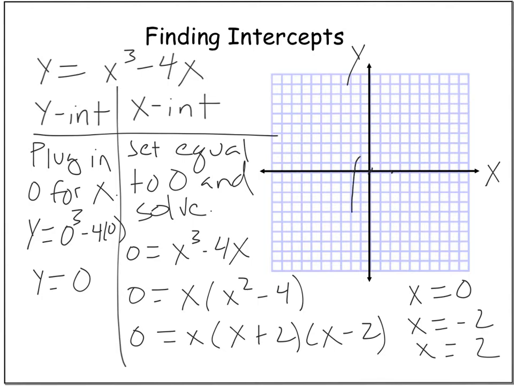That should give me a graph just like that. Now, you wouldn't necessarily know, or remember, I should say, that the tails go in those directions, and then it crosses at those x-intercepts and doesn't bounce back the other way. We'll get to that, right? Really what I want you to see from this slide is y-intercepts, plug in 0 for x. X-intercepts, you need to set equal to 0 and solve.